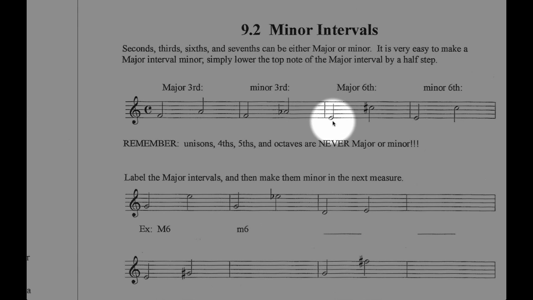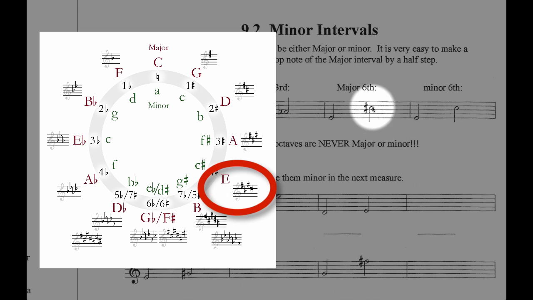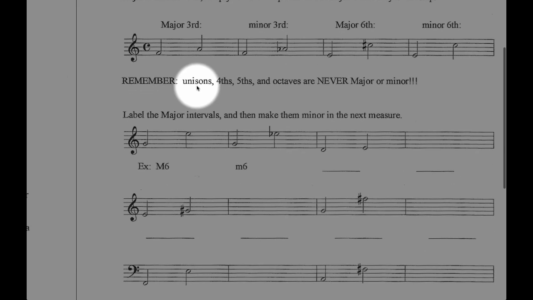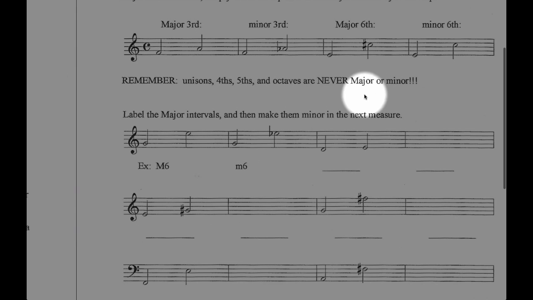So a major sixth in the key of E major has from E to C sharp. In E major, you know, though, there are 4 sharps, and one of them is C. So this is a major sixth because it exists naturally in the key of E. However, C natural does not exist normally in the key of E major. Normally it's sharped. So they've lowered it from C sharp down to C, making it a half step lower. And in the directions here, it says, if you lower the top note of a major interval by a half step, it becomes a minor interval. Remember, unisons, fourths, fifths, and octaves are never major or minor. They are perfect. So perfect fourth, perfect fifth, perfect octave.